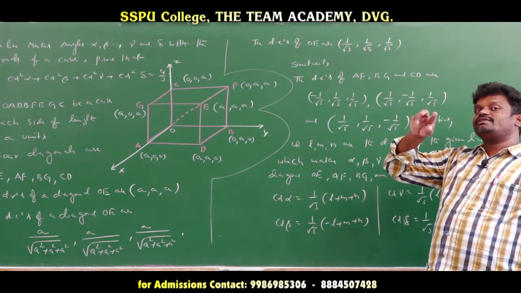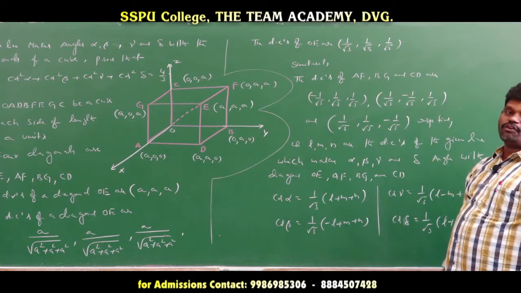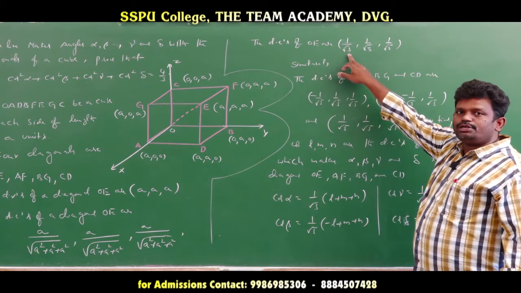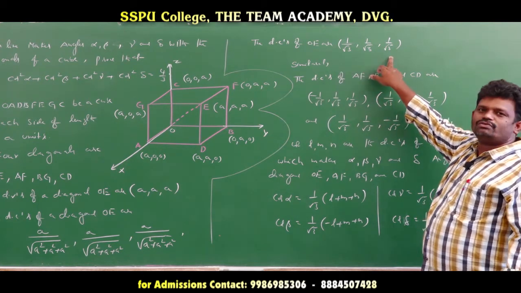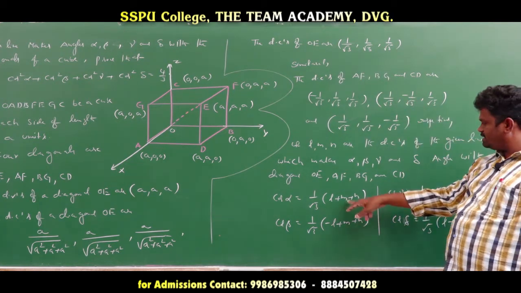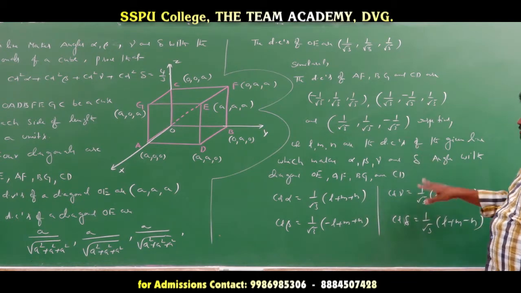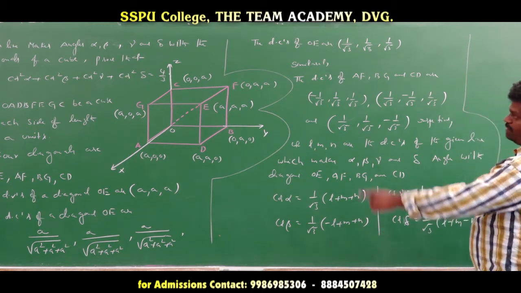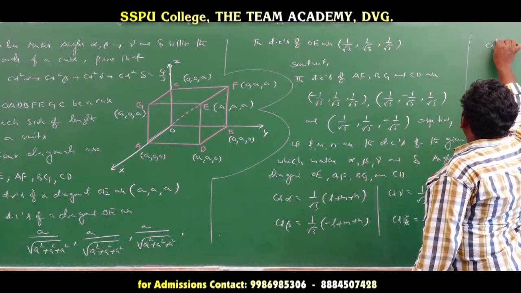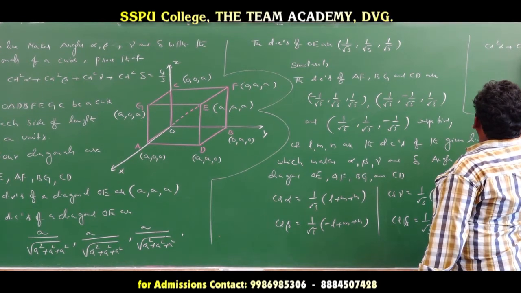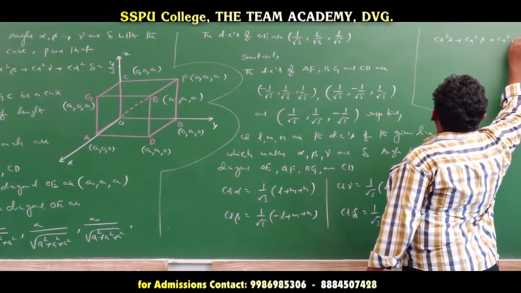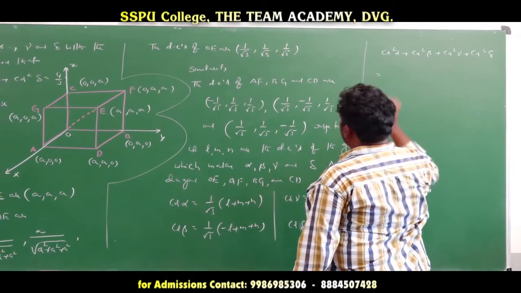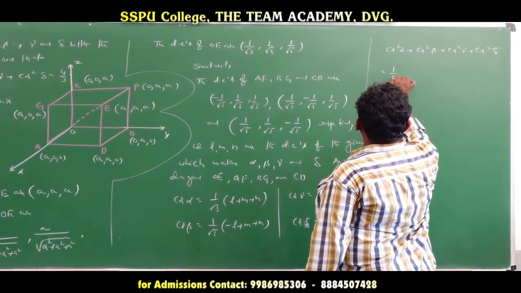Cos theta is equal to l1 l2 plus m1 m2 plus n1 n2, that is the formula. Here, l into 1 by root 3, m into 1 by root 3, n into 1 by root 3, with 1 by root 3 common, gives l plus m plus n, and the remaining terms are also multiplied with the l, m, n values. So finally, what we require is the sum of the squares: cos square alpha plus cos square beta plus cos square gamma plus cos square delta is equal to 1 by 3 common.